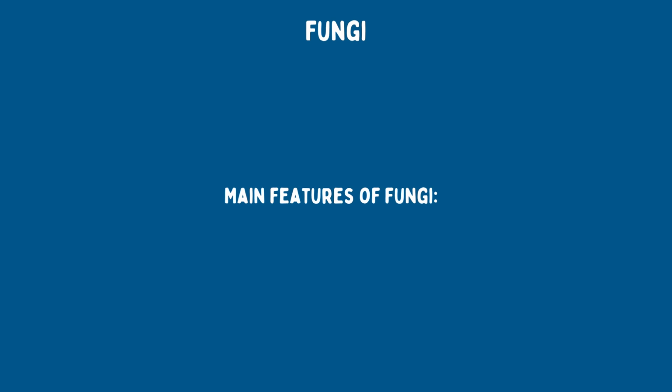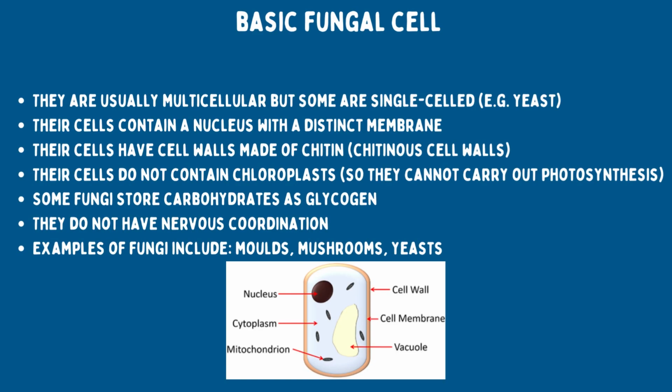We'll talk about the main features of fungi. Here is a basic fungal structure. They are usually multicellular, but some are single-cell. Example: yeast. These cells contain a nucleus with a distinct membrane. These cells have cell walls made up of chitin. These cells do not contain chloroplasts, and some fungi store carbohydrate as glycogen too. They do not have nervous coordination. Examples of fungi include molds, mushrooms, and yeast.